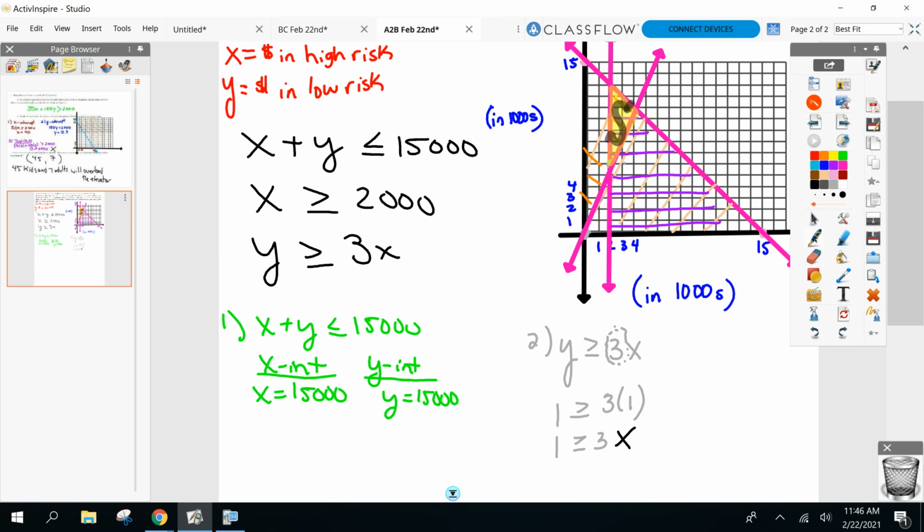So if you take a point from that shade, I'm not going to ask you to, but if you took a point from that shaded region right now, so let's say 310. So that would mean, based on what you want, you could put 3,000 in the high risk, and you could put 10,000 into the low risk.